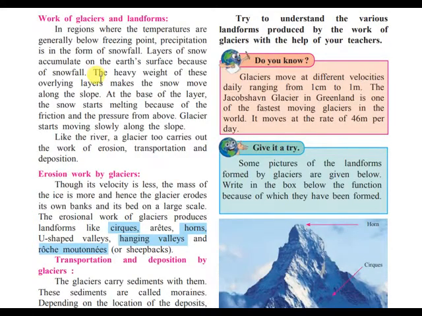तो the heavy weight of these overlying layers makes the snow move along the slopes। तो जब नीचे वाला वेट ऊपर के वेट से ज़्यादा हो जाता है तो वो खिसकने लगती है नीचे की तरफ, they move. Okay, at the base of the layer the snow starts melting because of the friction and the pressure from above.